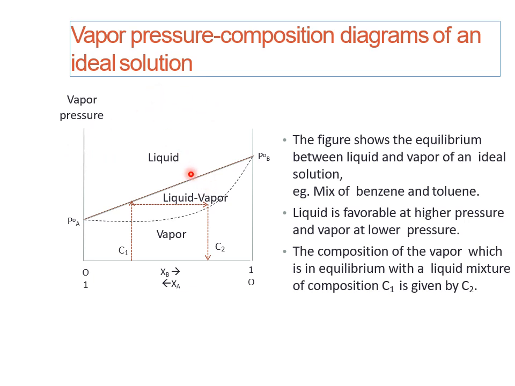So this is a vapor pressure composition diagram of an ideal solution. A vapor pressure diagram shows the equilibrium between the liquid and vapor. This is a mix of benzene and toluene again. Benzene and toluene are an ideal solution that follows Raoult's law. You can look at this one. Liquid is favorable at high pressure here, P naught B, and vapor is favorable at lower pressure. The composition of vapor in equilibrium with the liquid mixture of composition C1 is given by C2.